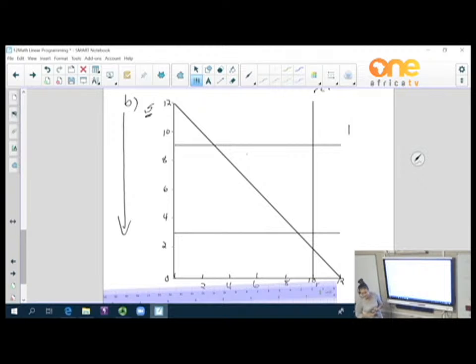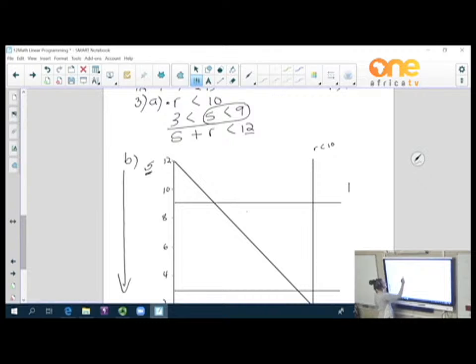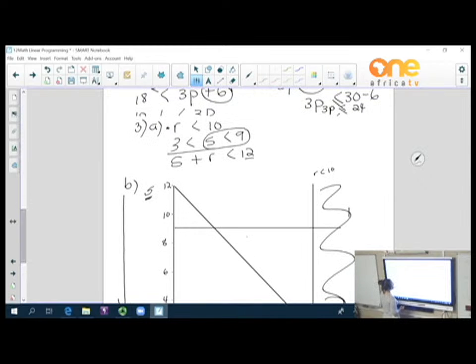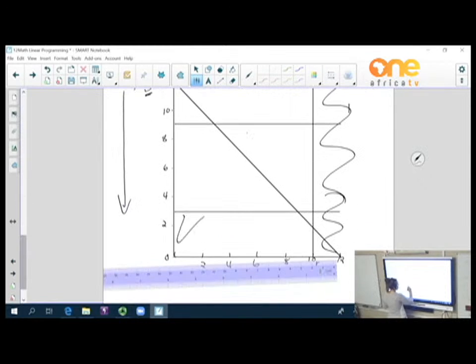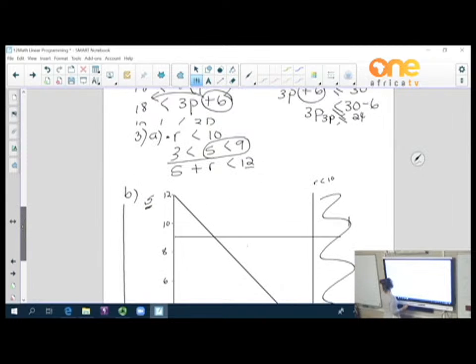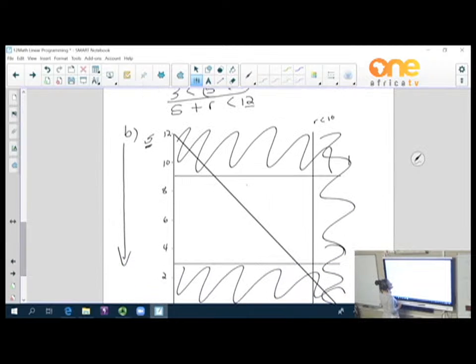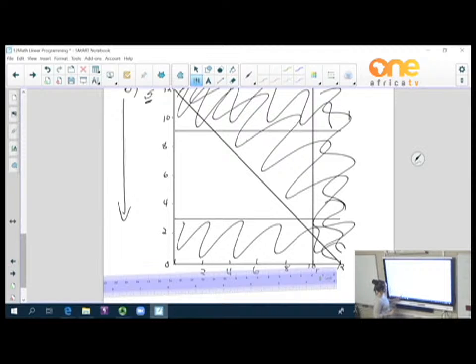Then they ask you to shade the unwanted regions. So the first one, R is less than 10. So it cannot be more than 10. So we are shading the unwanted. 3 is less than S. So this is unwanted. S is less than 9. So it cannot be more than 9. So that's the top part. And it cannot be more than 12. And that's this part. So there we have our wanted area in the middle, this blank part.